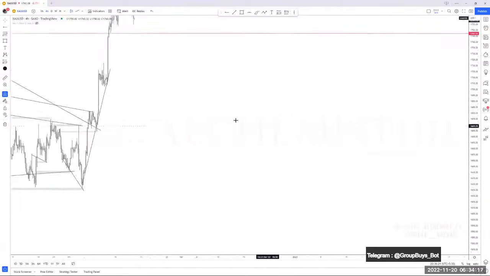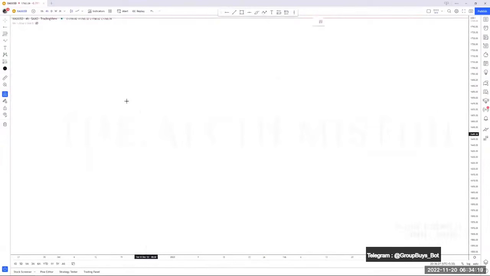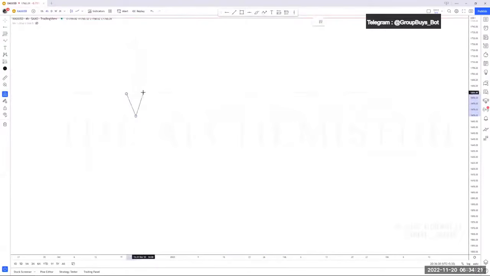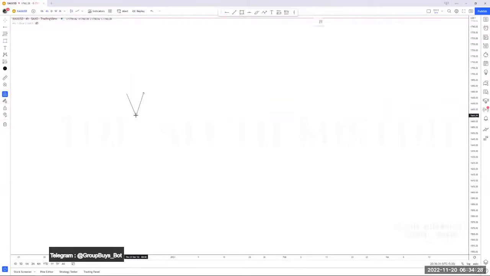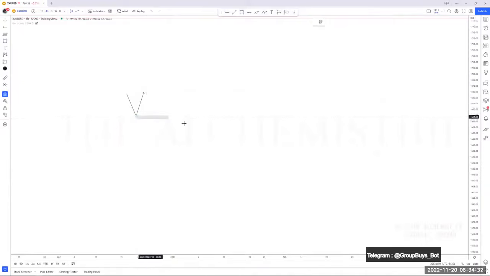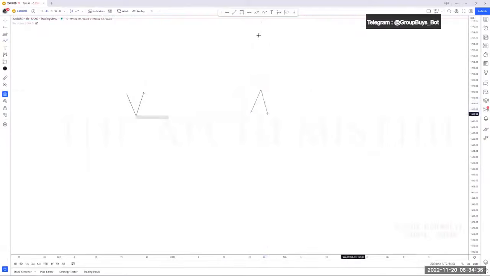First, a support will look like this. This is how a support would look, the V formation. This right here is how a support would look on a line chart. This area right here will be the support, the key level. And this right here will be the resistance, same thing, something like the A formation.